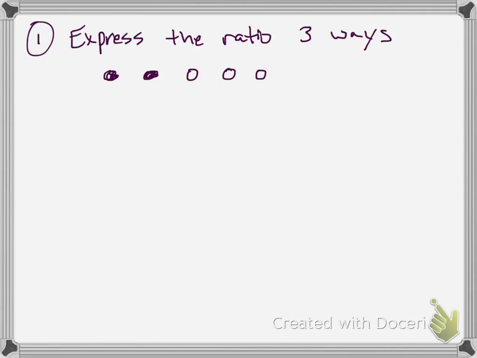Let's get started. Number 1 says express the ratio 3 ways, and we are comparing gray to white, so we have these two shaded in gray dots compared to the 3 white ones. So one way we could express this would be as a fraction, and there are 2 gray dots for every 3 white ones. Another would be with words, where we could use 2 to 3, and another would be using the colon, where I'd write 2 colon 3.